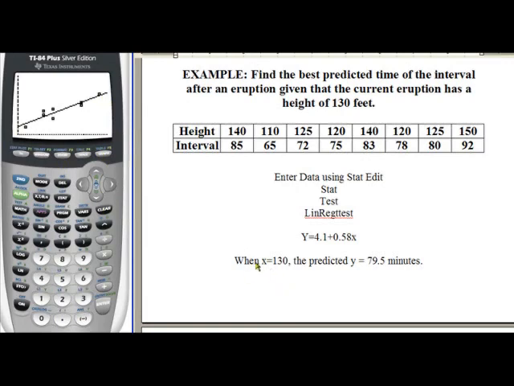If you want to get the value of x equals 130, you can just put in 130 in here and predict y, or you can use your calculator and pick Second Calculate and pick the value, and X will be asked, then you have to enter 130 and push enter, and it will spit out the value, and it will show you where that is, Y of 79.5.